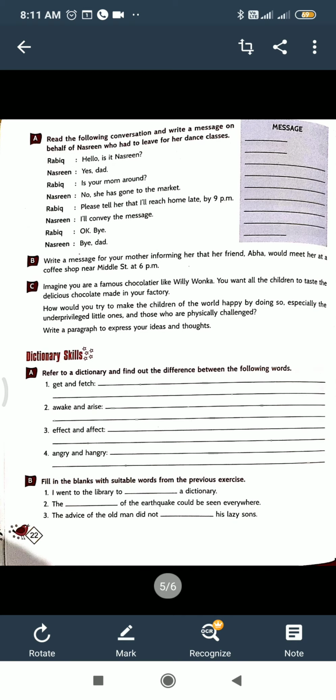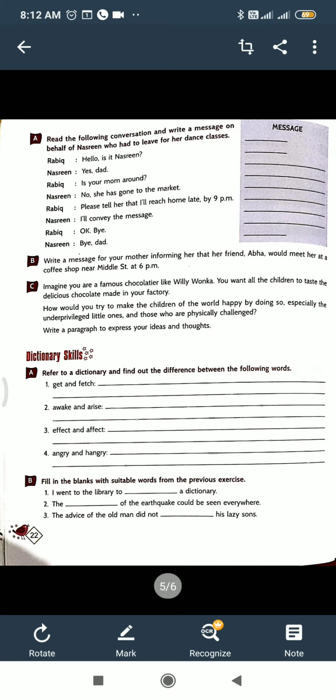Okay. Now next one, B section. Write a message for your mother informing her that her friend Abha would meet her at a coffee shop near Medal Sand at 6 p.m. Okay. Same thing as the message given here. You have to write a message to your mother informing her that her friend Abha would meet her where? At the coffee shop near Medal Sand. Like this you have to do it in short.